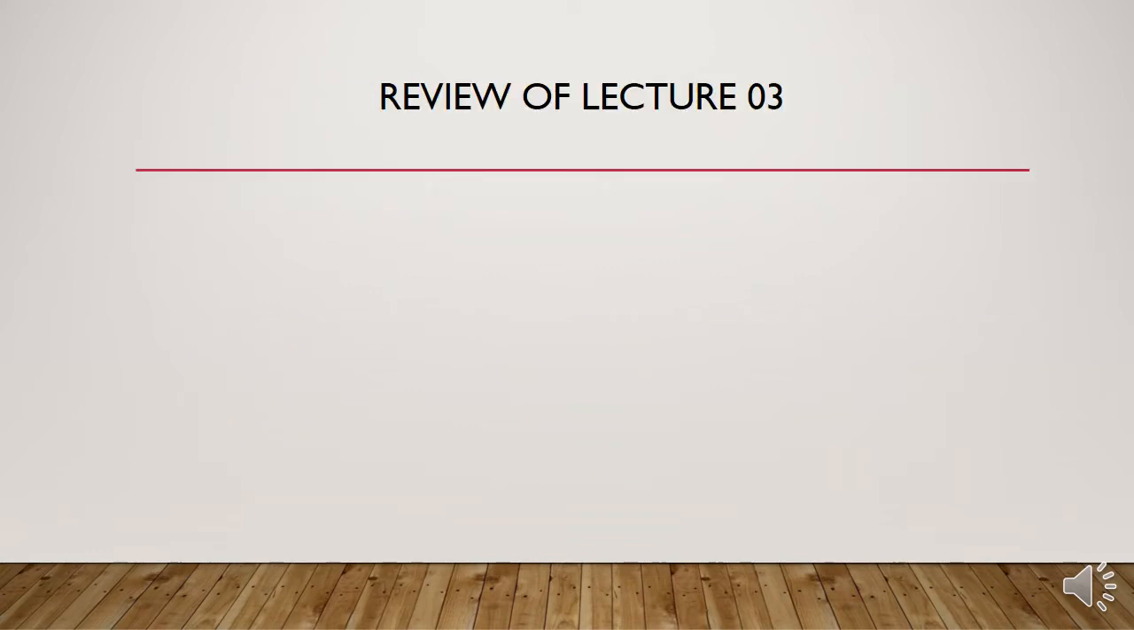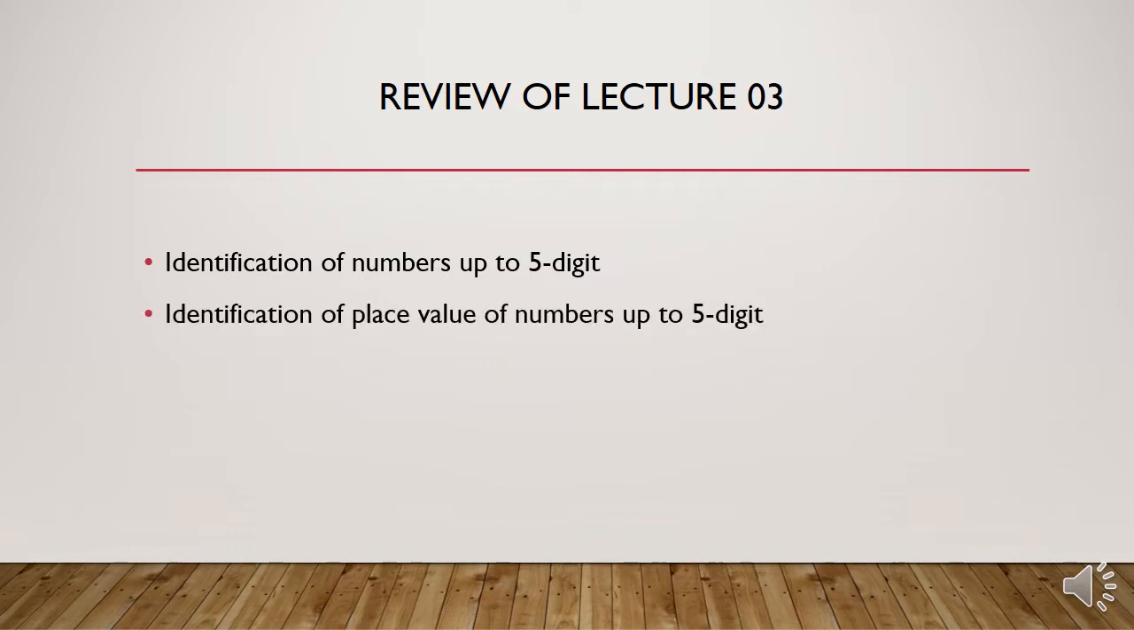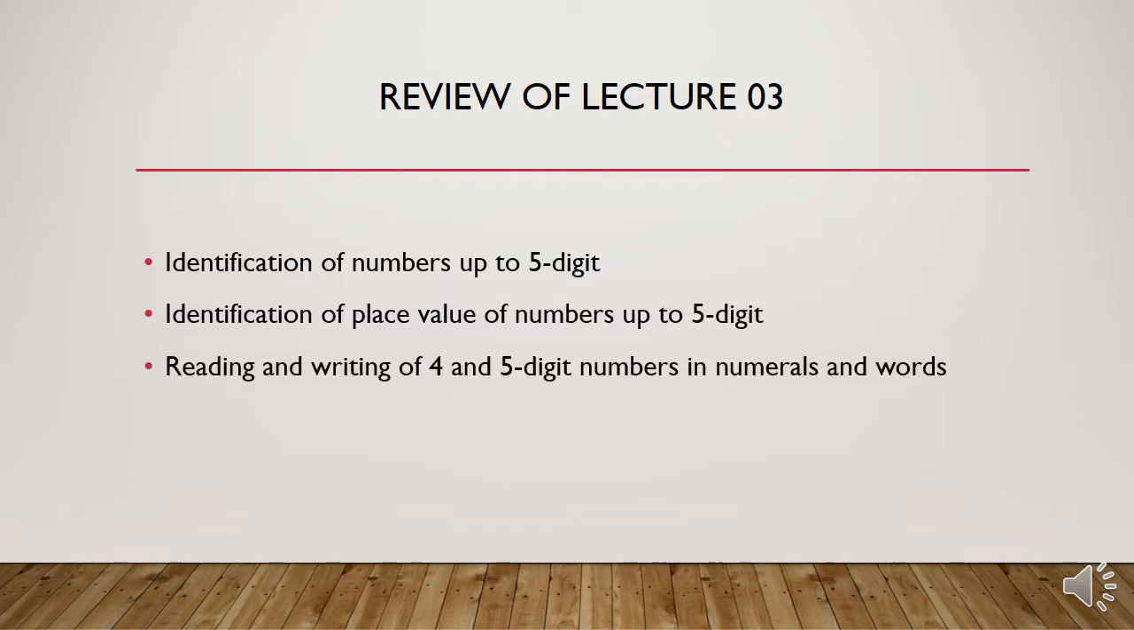Before we start today's lecture, let's have a quick review of our last lecture, lecture 3. Lecture 3 was about numbers up to 10,000s, which means we discussed 4-digit and 5-digit numbers. In particular, we learned identification of numbers up to 5 digits, identification of place value of numbers up to 5 digits, and we also learned reading and writing of 4-digit and 5-digit numbers in numerals and in words.